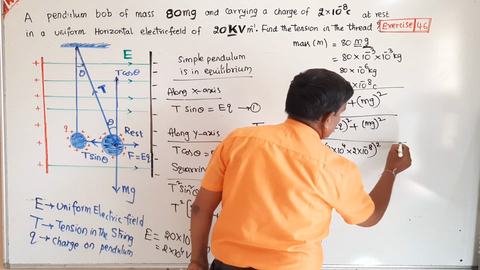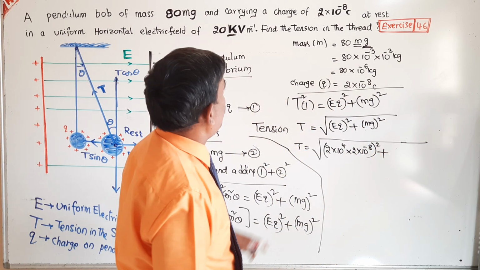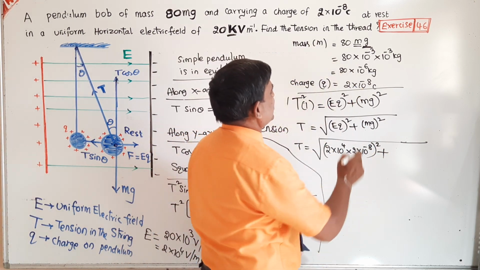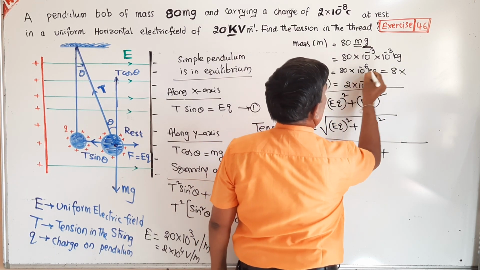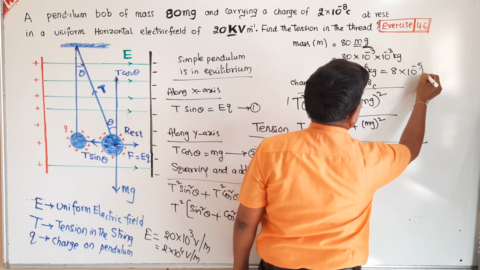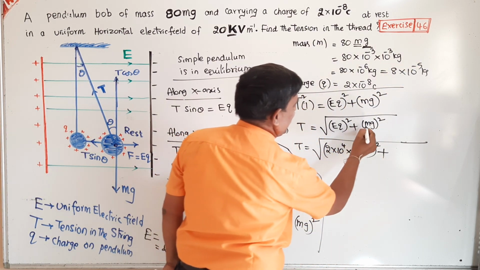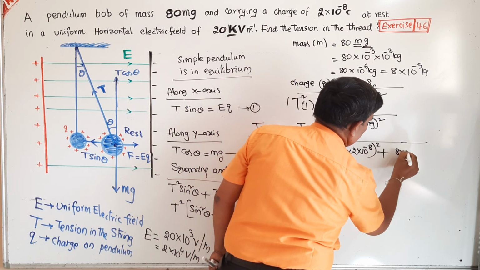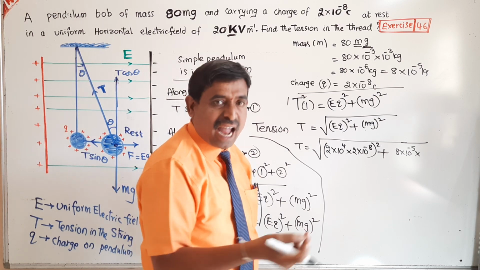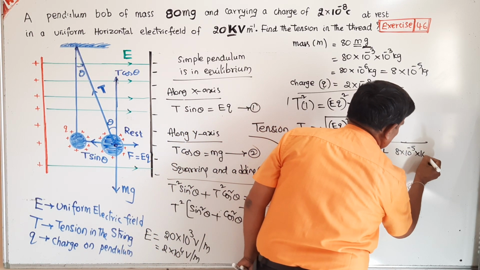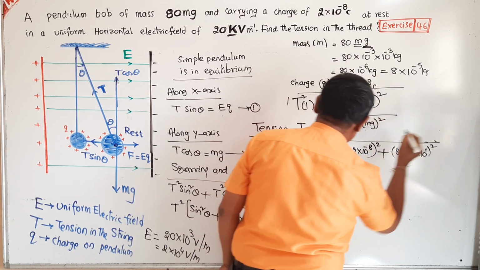Square, plus m means the mass of the pendulum. The mass of the pendulum can be written as 8 into 10 power minus 5 kg. G value is 9.8, I am taking the nearest value, 10, nothing but 10 power 1, whole square.